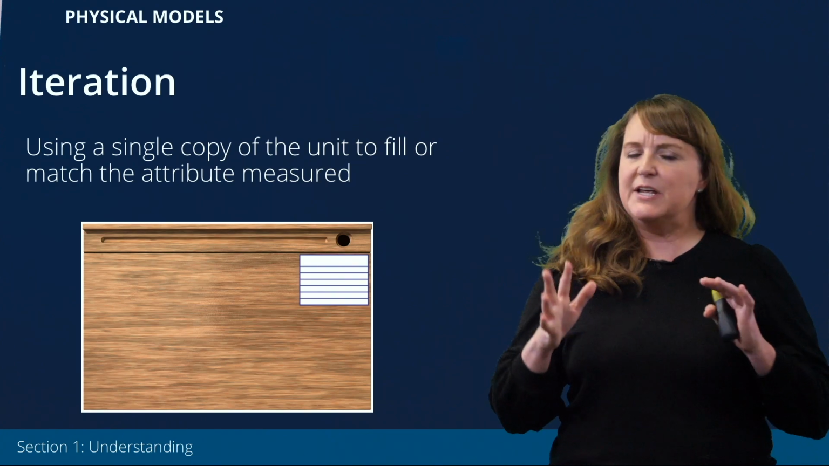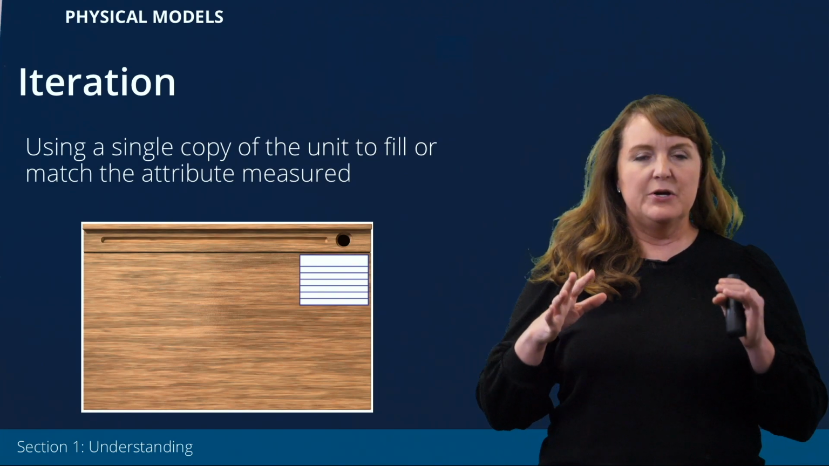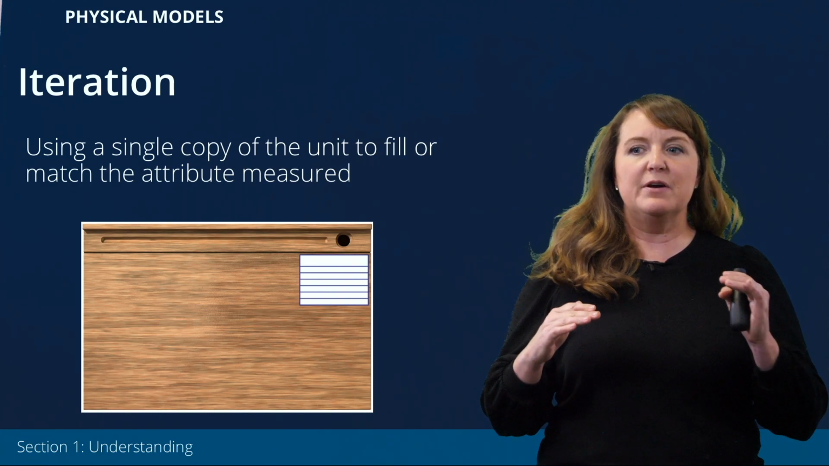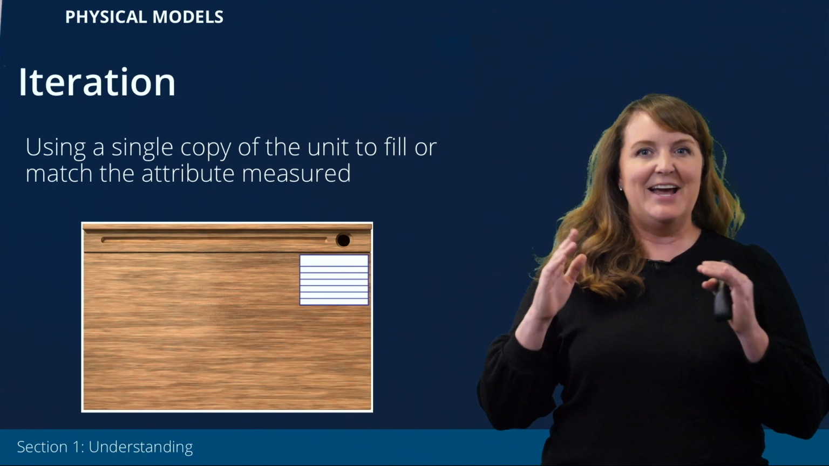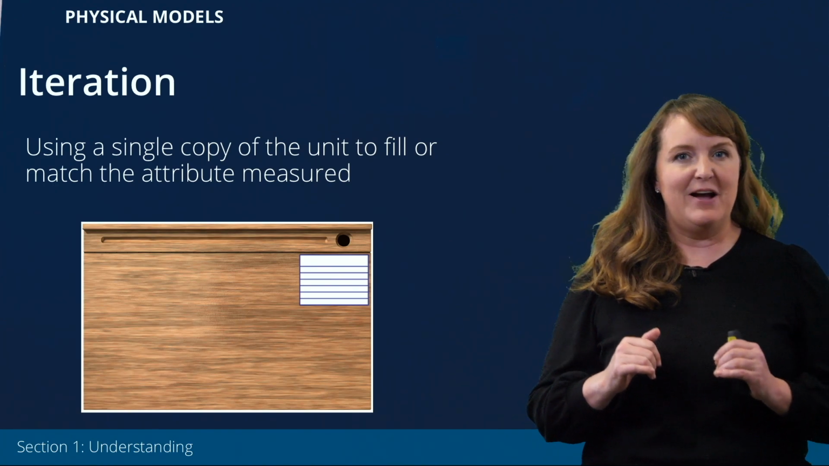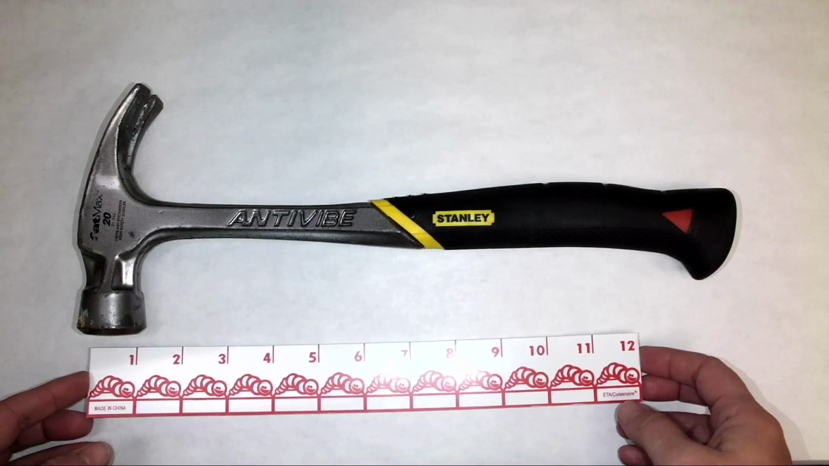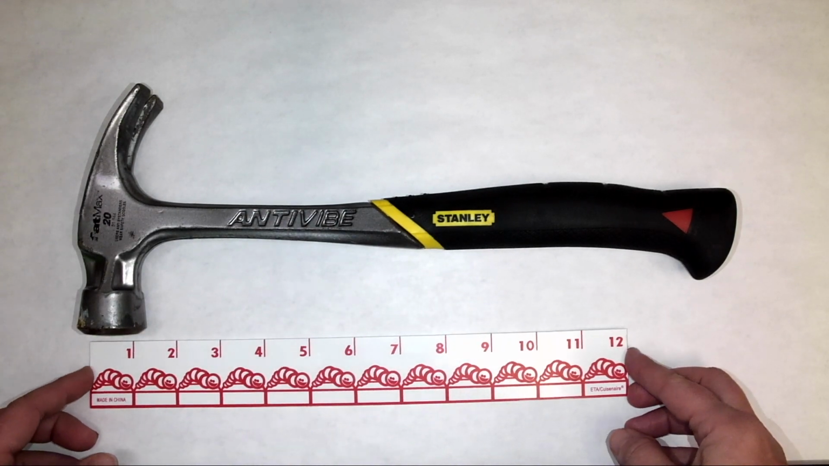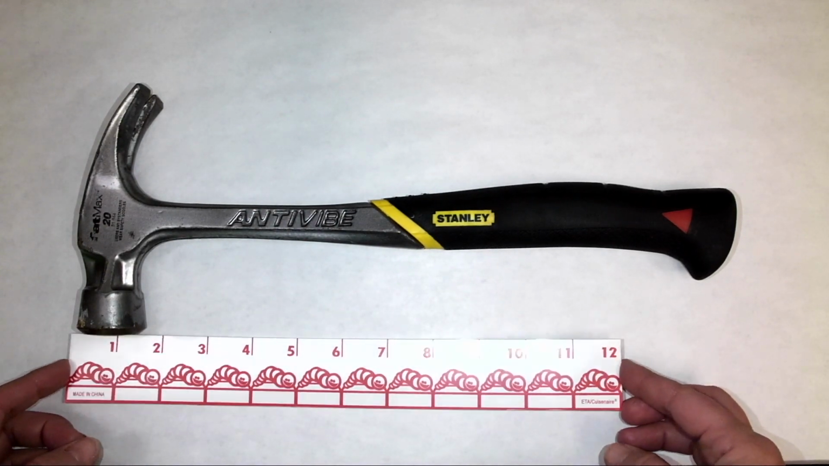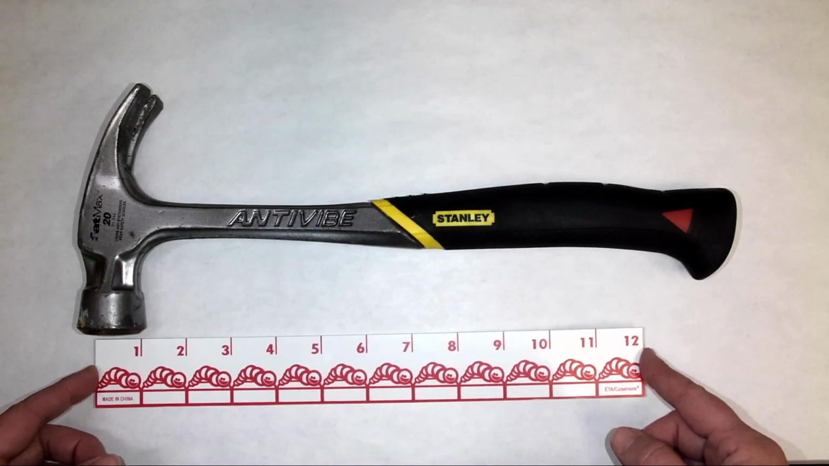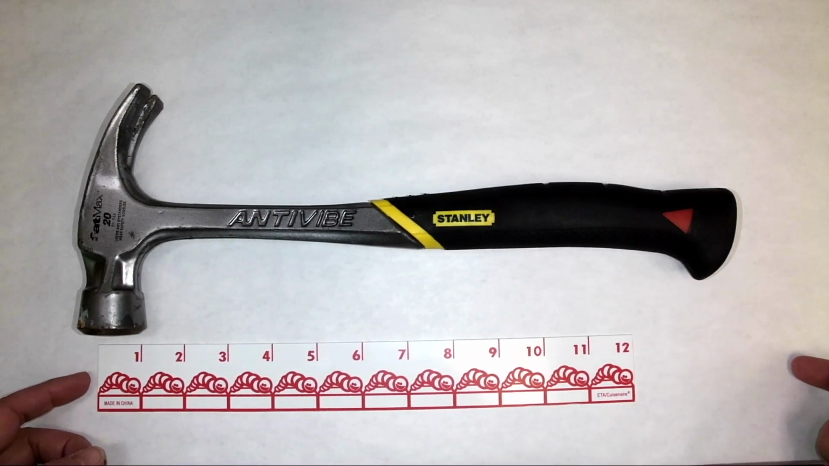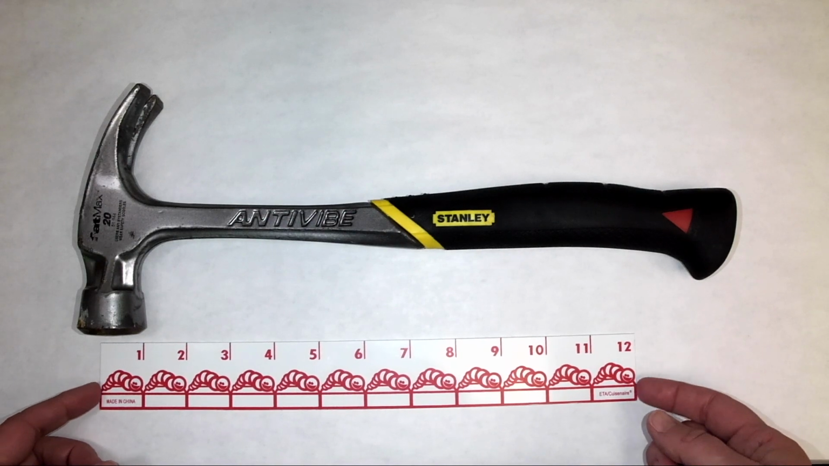Now, iteration isn't always easy for students, so I'm going to talk through some iteration difficulties as we look at some real-life objects. Now let's talk about iteration. I want to figure out the length of this hammer, and I only have this one ruler right here. So I need to iterate this ruler to figure out the length in inches of this hammer.